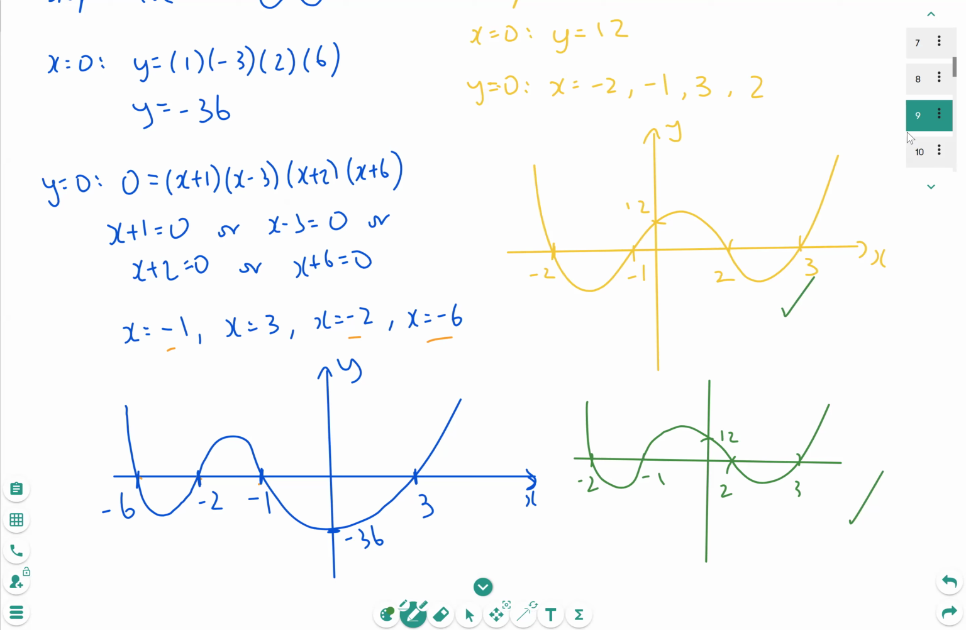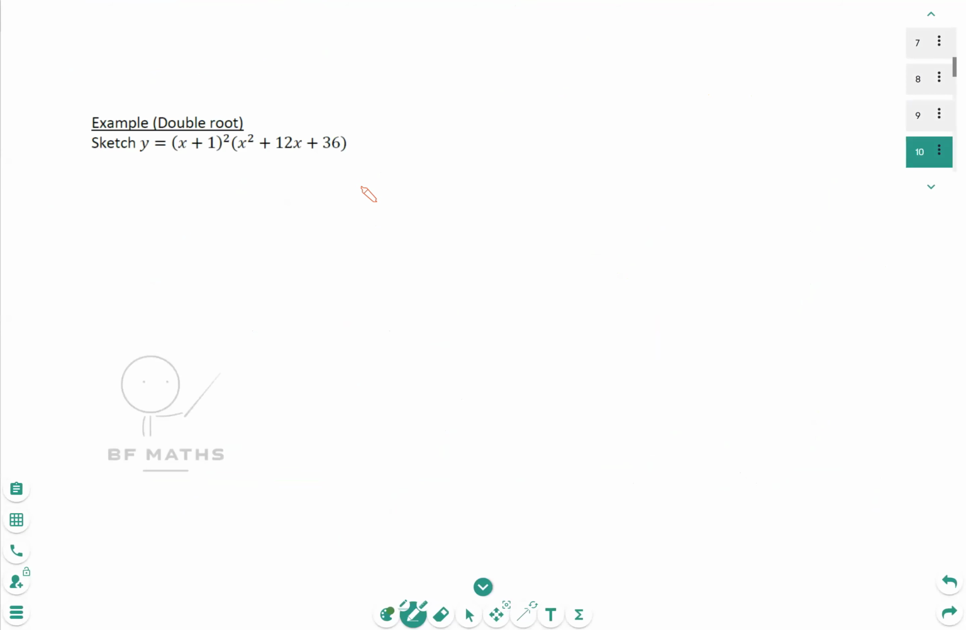Okay. Right, let's move on. So next, what about double root? Let me ask you a quick question. Do you remember what happened? What's the buzzword or the phrase when, in a cubic equation, you have a double root? Touch and turn. Hopefully you do remember that.